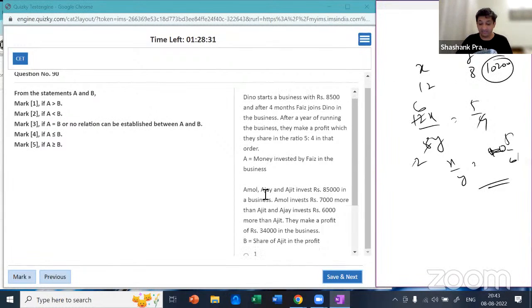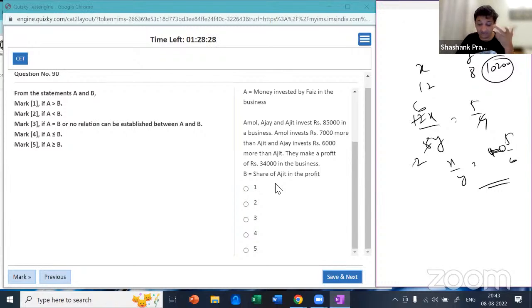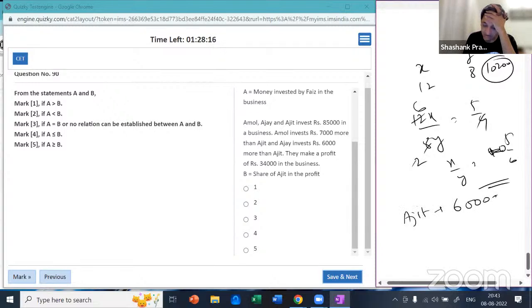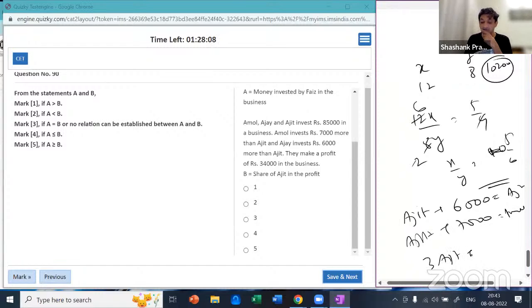Okay, and Amol, Ajay, Ajit invest 85,000, 7,000 more than Ajit. Acha, okay, doesn't matter. Okay, so Amol invest 7,000 more than Ajit, and Ajay invest 6,000 more than Ajit. So Ajit ने कुछ तो किया है life में. Ajit plus 6,000 is Ajay, and plus 7,000 is Amol. So okay, 3 Ajit plus 13,000 is 85,000. 3 Ajit is 72,000. Ajit is 24,000. Ajit is 24,000 out of 85,000.